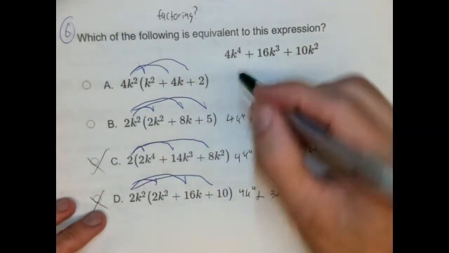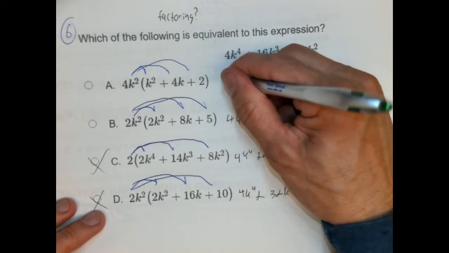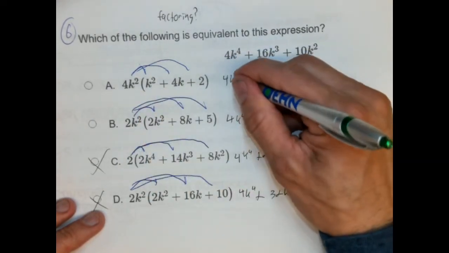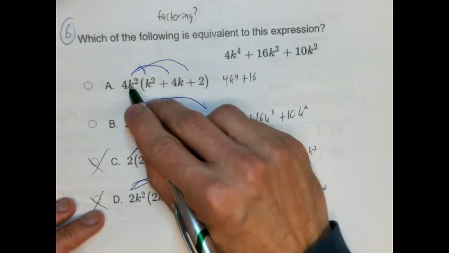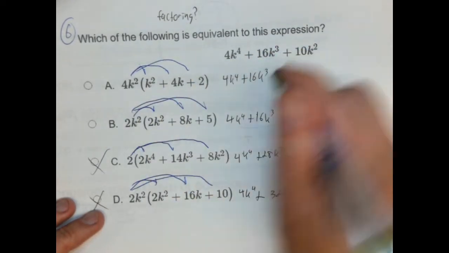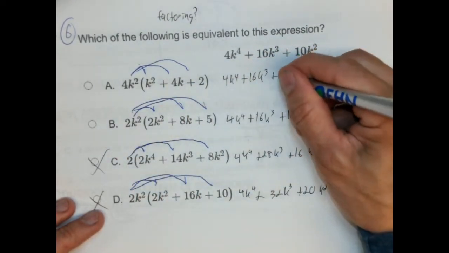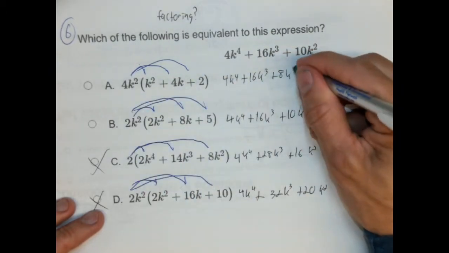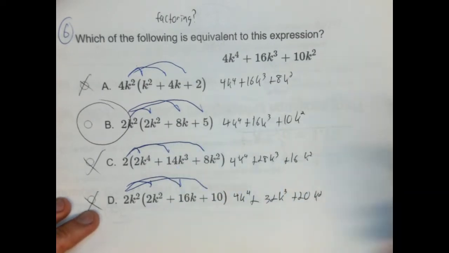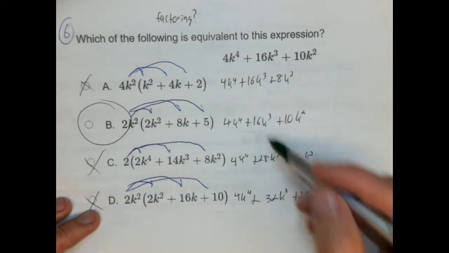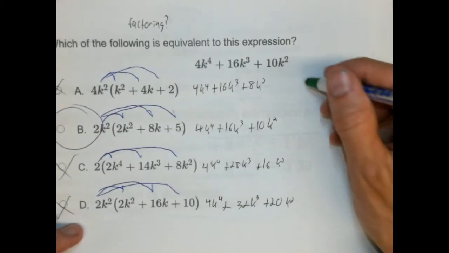So k squared times 4 times 1 is 4, and then k squared times k squared is k to the fourth because we're adding the exponents. 4 times 4 is 16, and k squared times k is k to the third, and 4 times 2 is 8, and bring the k squared. So this one's close to it, but it's not quite. So that's our answer. If you just distribute it, which we can all do, it takes a little longer, but that's okay. I think it's an easier way to solve it.